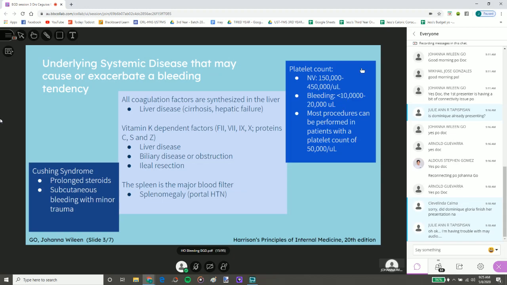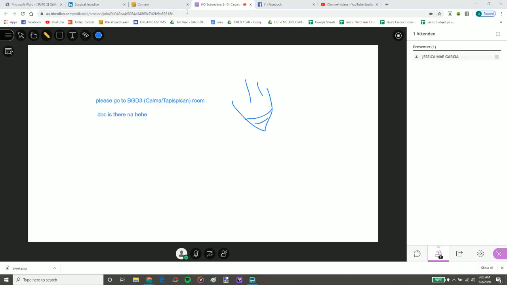Just a brief mention on platelet counts. The normal value is from 150 to 450, and bleeding occurs at less than 10 to less than 20. Now, the thing to note is that most procedures can be performed in patients with a platelet count of 50,000 per microliter, or 50. So the lower limit of normal of platelet count would be 150, but even a platelet count of as low as 50 is okay for patients to have procedures such as minor surgeries or surgeries performed.